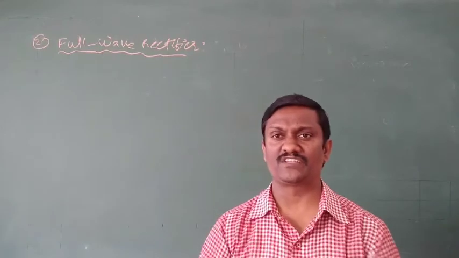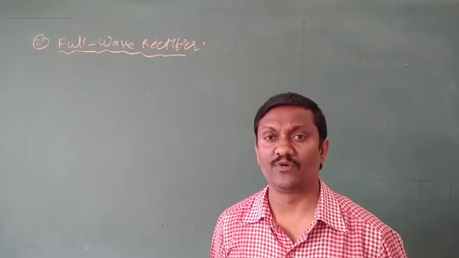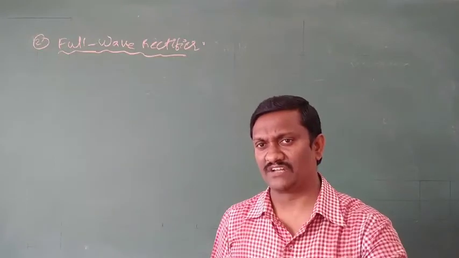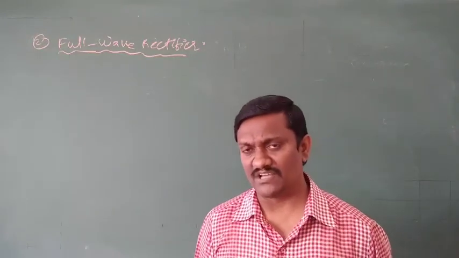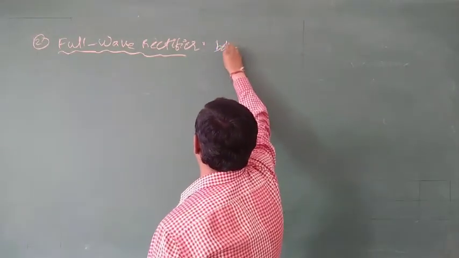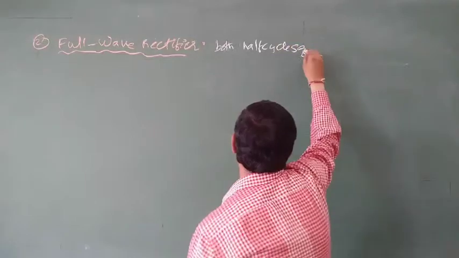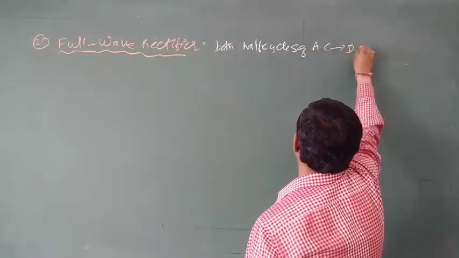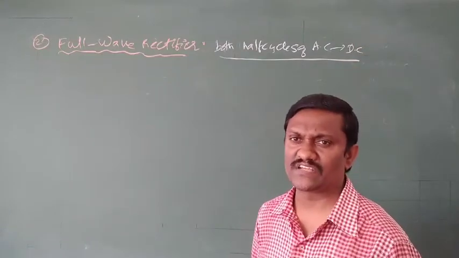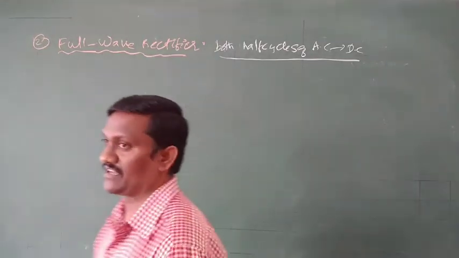Next, the second type of rectifier is the full wave rectifier. In a half wave rectifier, only one diode is used, so only half of the AC cycle is converted to DC. But a full wave rectifier converts both half cycles of AC into DC. The positive half cycle and the negative half cycle are both converted to DC at a time. That kind of device is called a full wave rectifier.